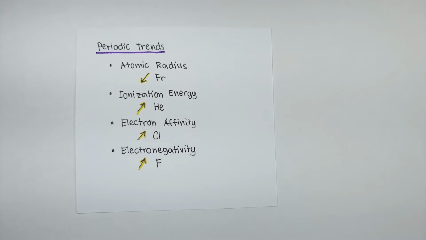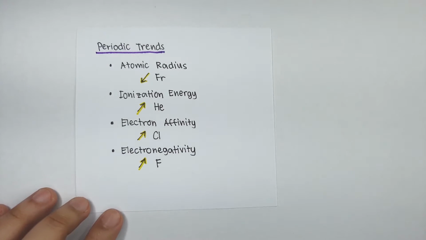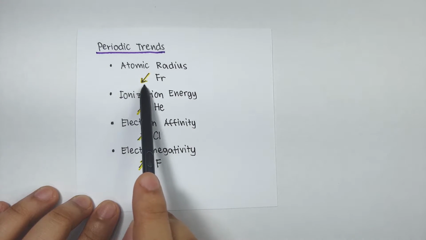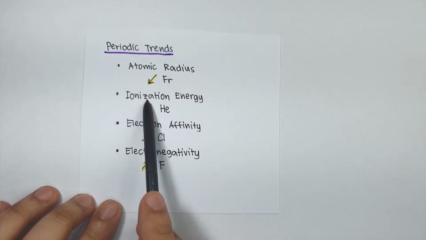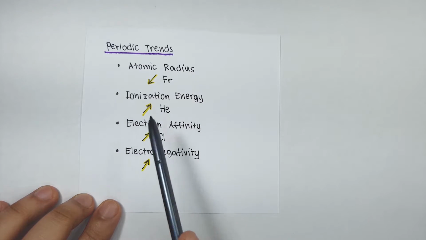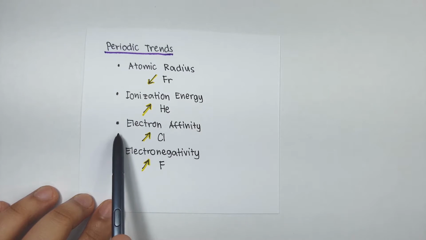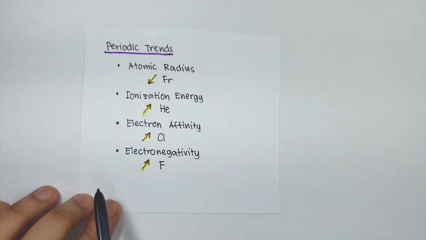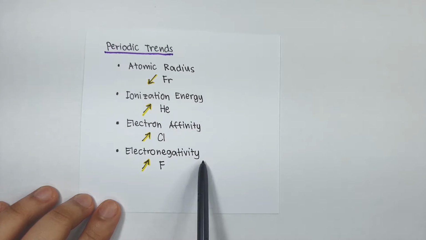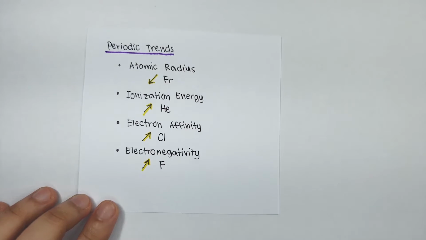So, may mga trends ang periodic table of elements. So, gaya ng history ni chemistry, may short version and extended version din ako sa lecture na to. So, yung short version is this. Atomic radius is increasing downward to the left, where francium has the largest atomic radius. Ionization energy is increasing upward to the right, where helium has the highest ionization energy. Electron affinity is increasing upward to the right, where chlorine has the highest electron affinity. And lastly, electronegativity is increasing upward to the right, where fluorine has the highest electronegativity.